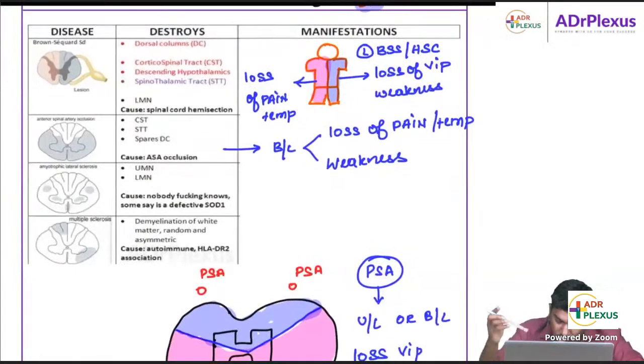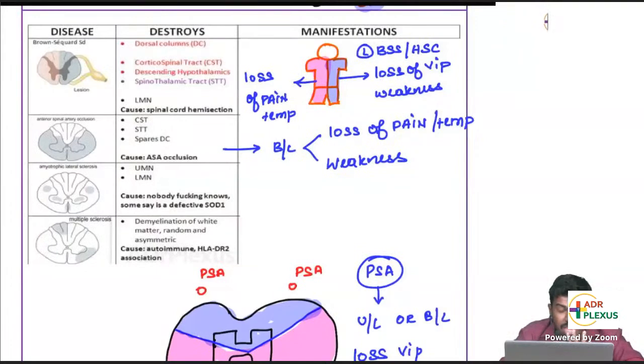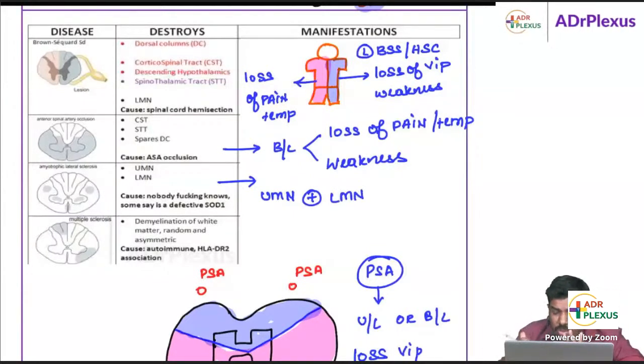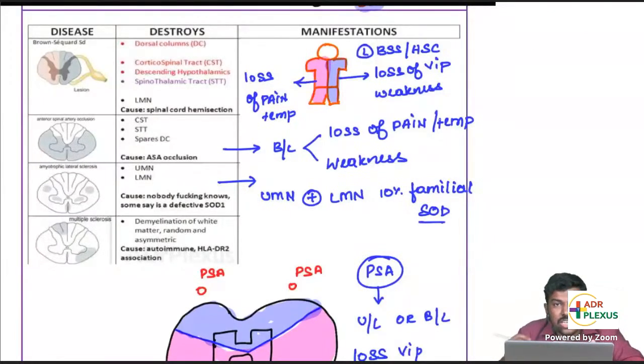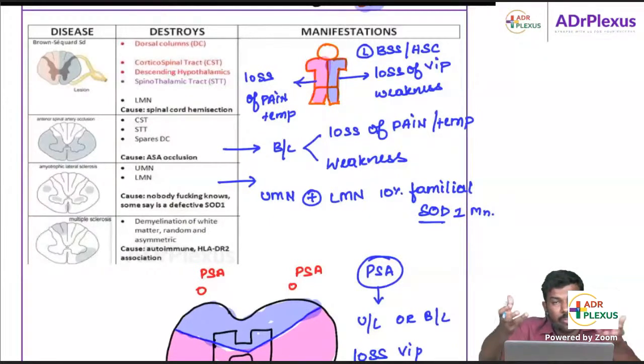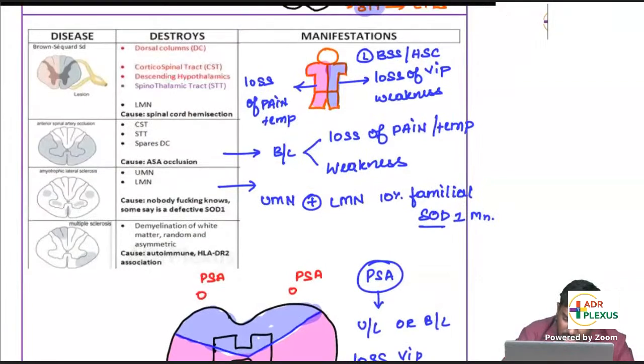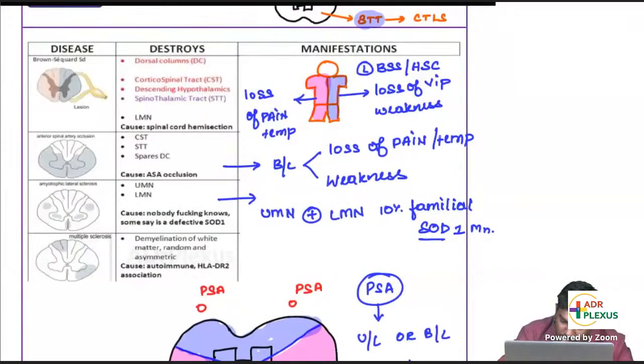Okay, coming to the next one, amyotrophic lateral sclerosis. It is a condition where you have UMN plus LMN involvement in the same patient. Most commonly it is sporadic, but 10% of cases are familial, due to one mutation called SOD1, superoxide dismutase 1 mutation. So it involves both upper motor neuron and lower motor neuron. That is called amyotrophic lateral sclerosis.